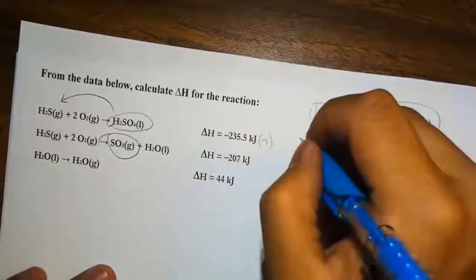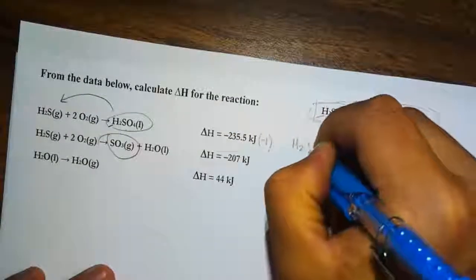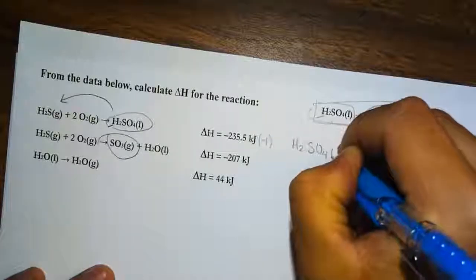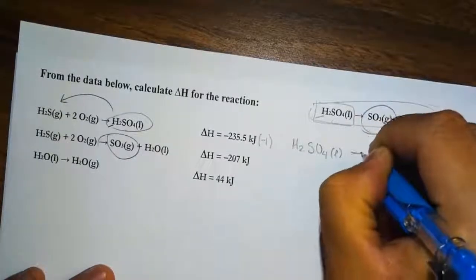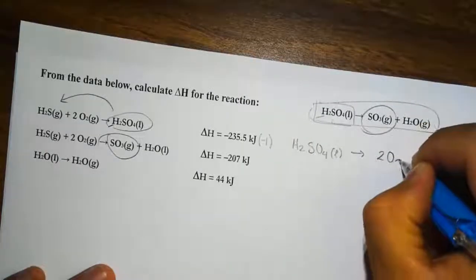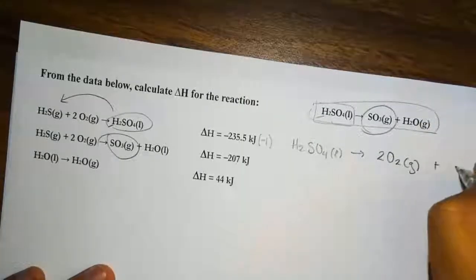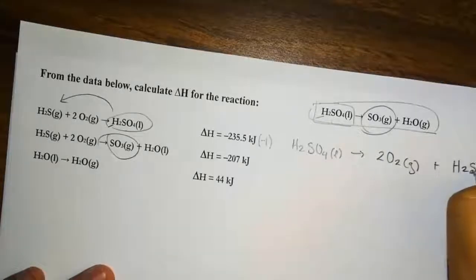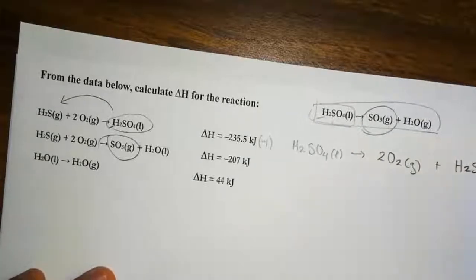Now, let's reverse this reaction. We have H2SO4, and of course the state of matter is very important as well. With a different state of matter, you cannot cancel them out. So this one is 2O2 in gas form plus H2S in gas form. Okay, we are done with that part.